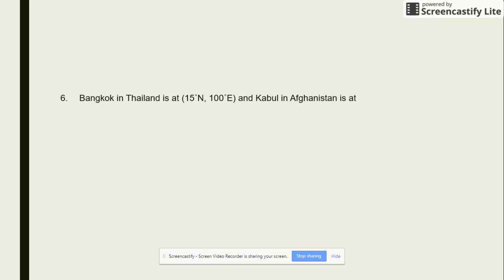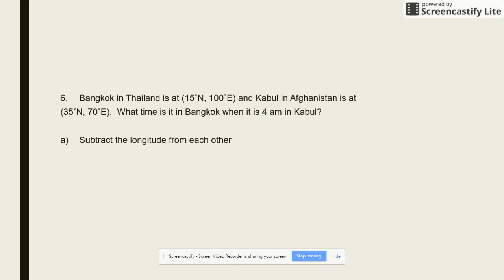Okay, Bangkok in Thailand is at 15 degrees north and 100 degrees east. And Kabul in Afghanistan is at 35 degrees north and 70 degrees east. What is the time in Bangkok when it's 4 a.m. in Kabul? Okay, so first of all, we have to subtract the longitude from each other. So we're going to look at the east and we're going to look at the east. So we're going to go 100 take 70. And if you take 100 take 70, what do you get? You get 30. Okay, I want you to do that.